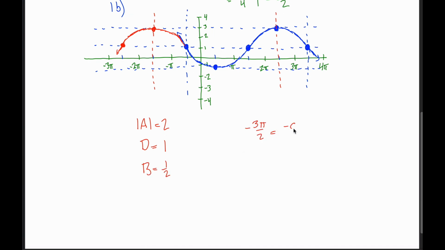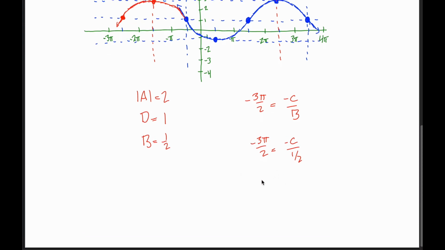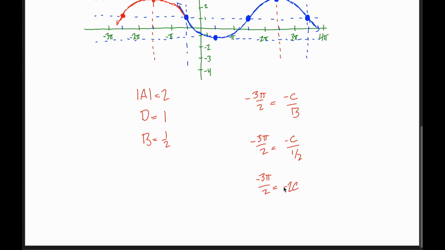So that tells me that negative C over B is negative 3 pi over 2. And since B is 1/2, I can plug that in and get an equation that only has C's and numbers in it to solve for what C must be equal to. One way you can do that is simplify the right-hand side of the equation. If I divide by 1/2, I can think about multiplying by the reciprocal of the denominator to get a negative 2C over on this side of the equation. And then instead of dividing both sides of the equation by negative 2, since that'll introduce fractions inside fractions, what I'll do is I'll multiply both sides by negative 1/2. That'll get rid of this negative 2. The negatives cancel on this side, and I'm left with 3 pi over 4 that's equal to C.